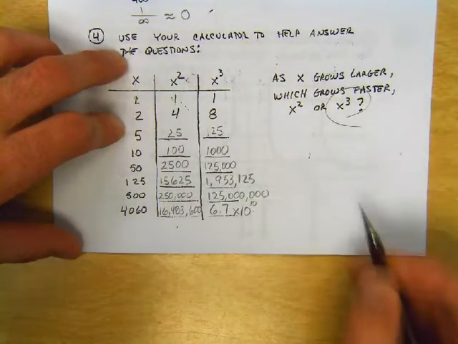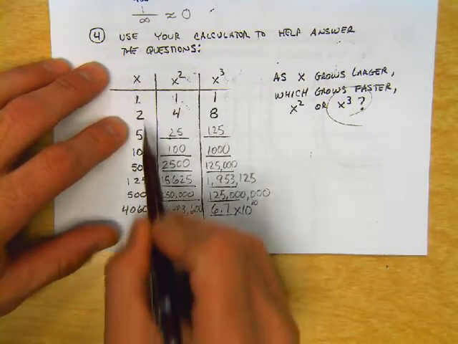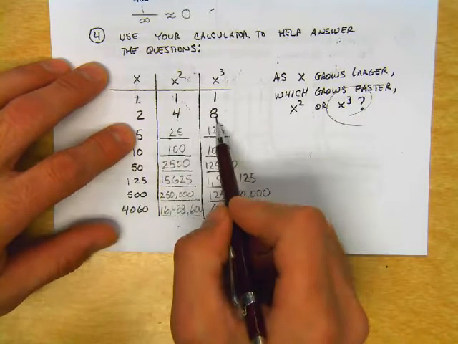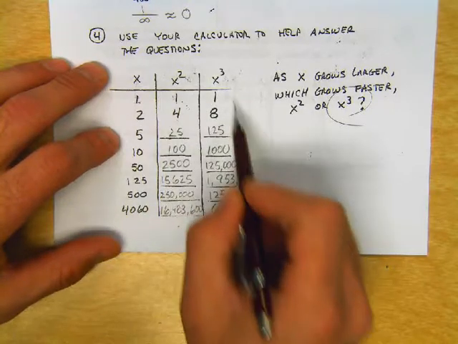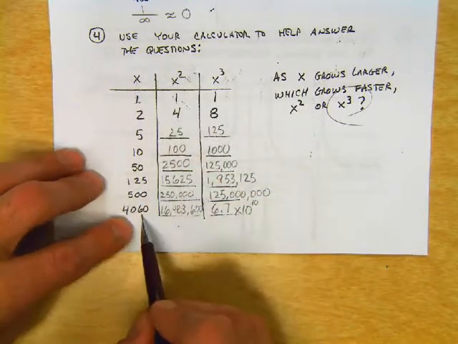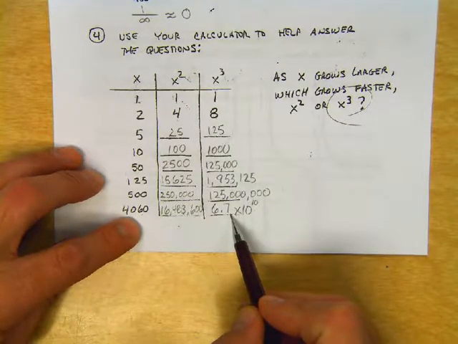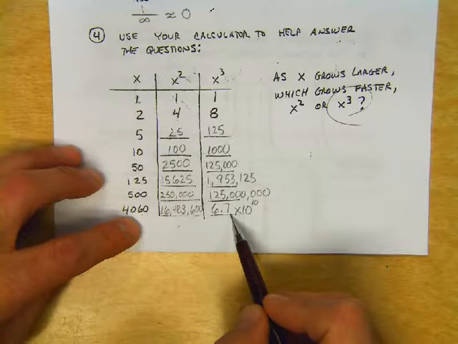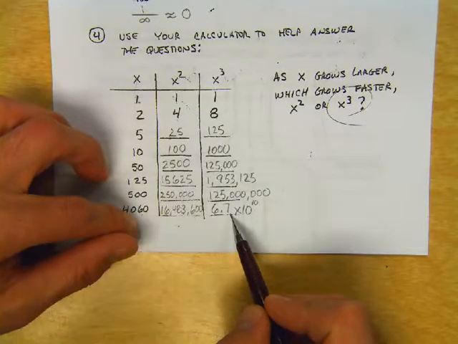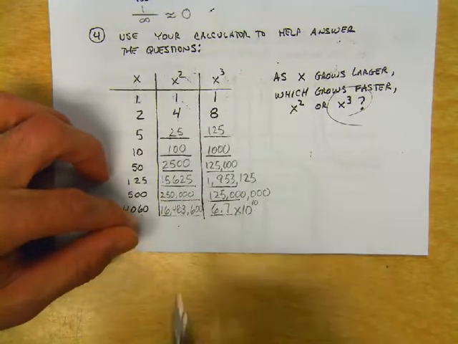X cubed does. Yeah. So when the numbers are small, x squared and x cubed are kind of all in the same range on the number line. But when x gets big, x squared and x cubed are in completely different areas of the number line. You know what I'm saying? It's like they're different. Okay? All right, and that's going to be really important too.